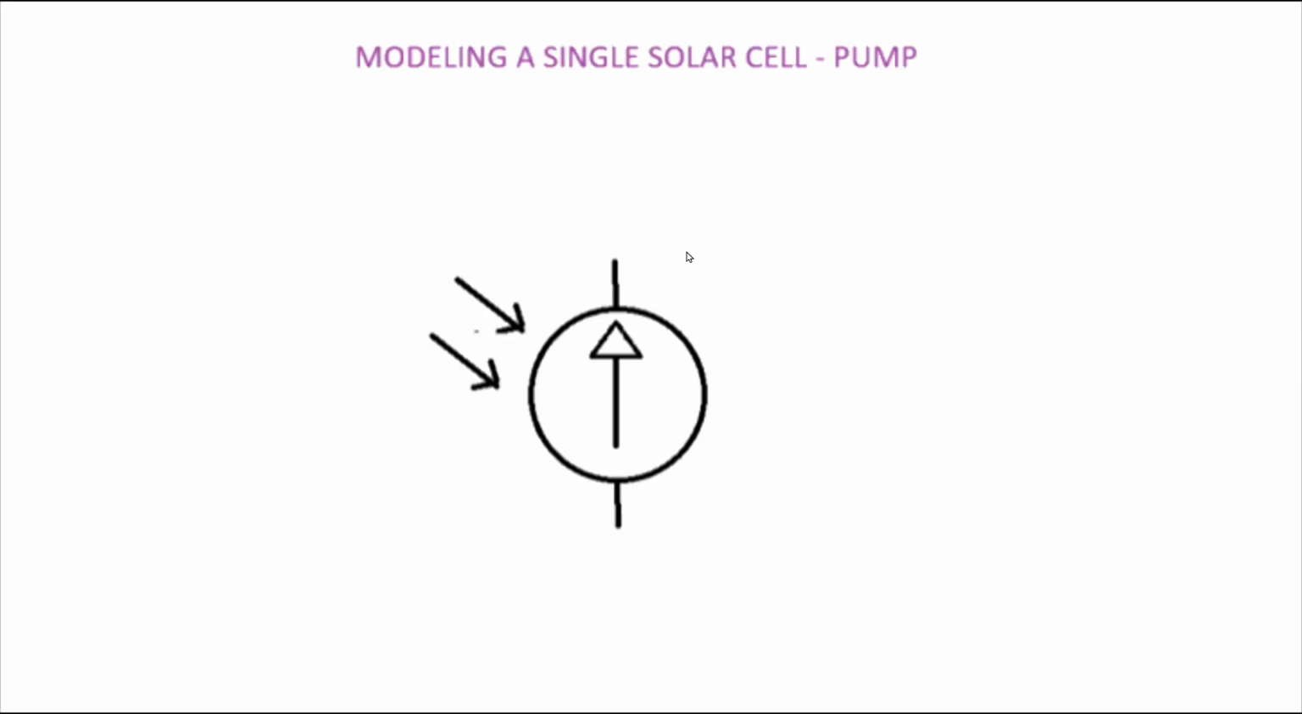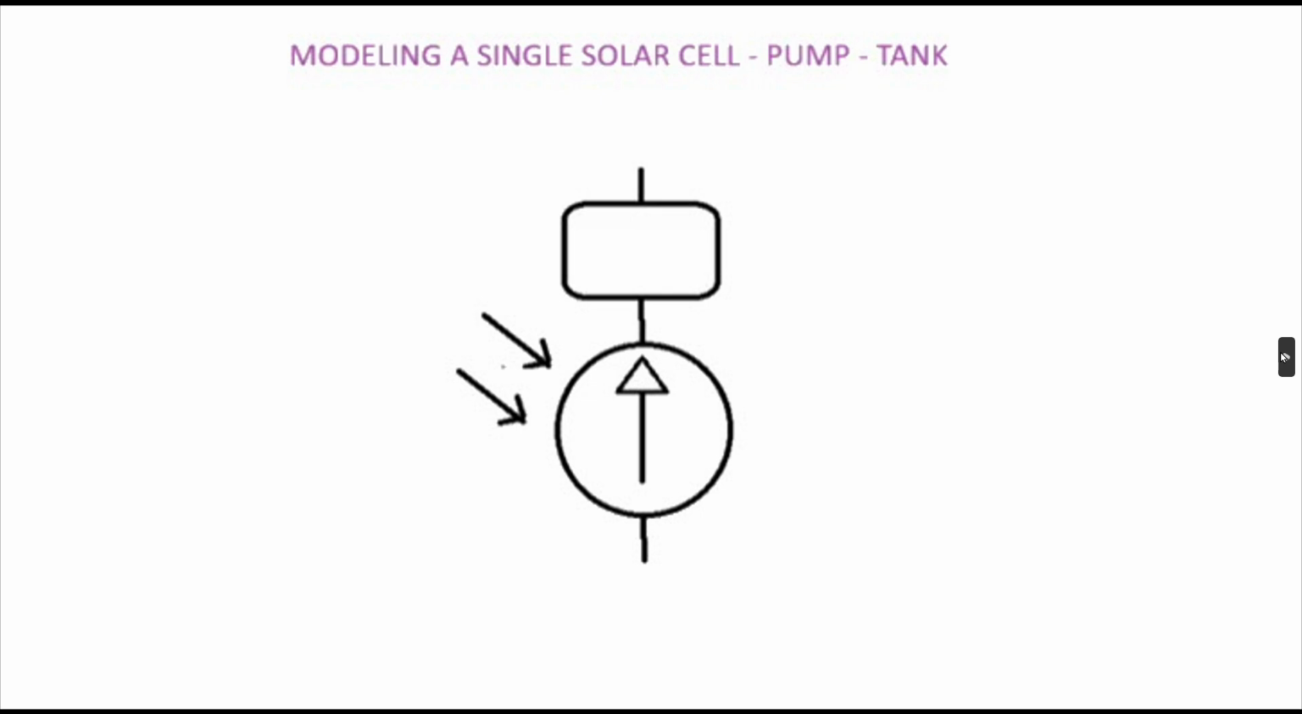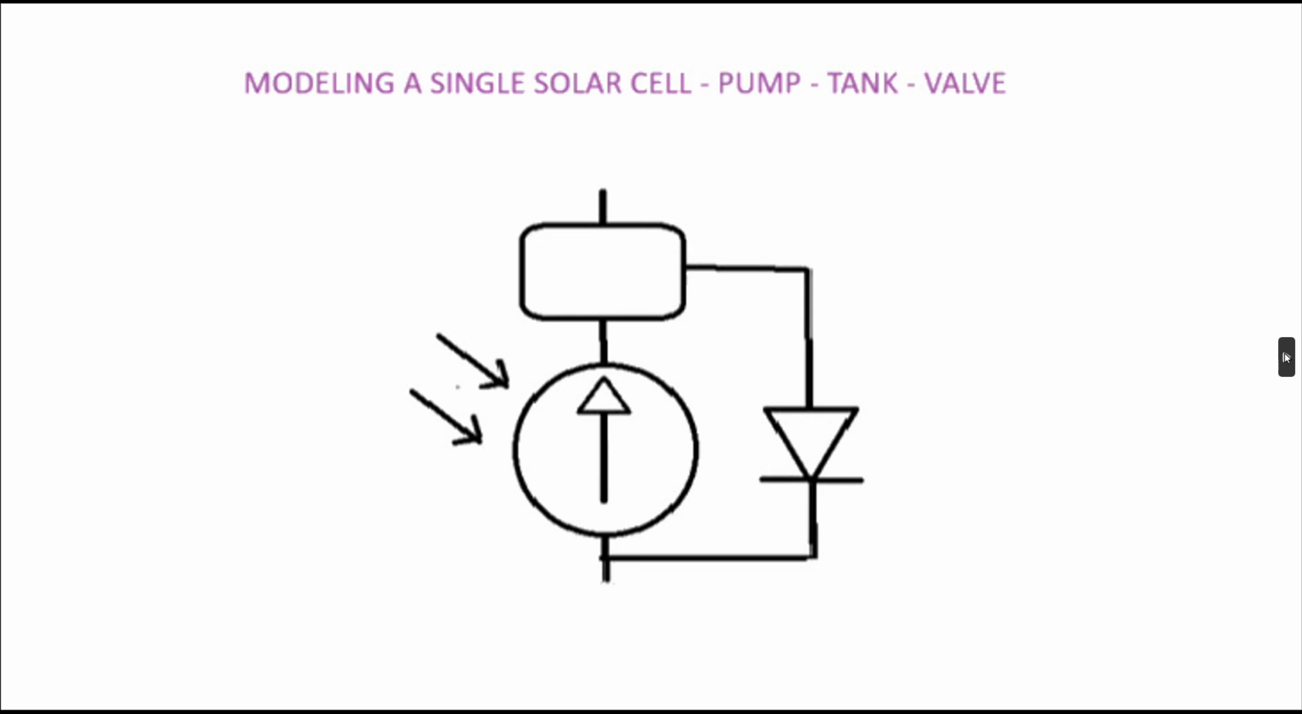So we're going to start modeling our solar cell, and we're going to start off with a pump that pumps when light shines on it. We're going to add a pressure tank on the output, so when the pump pumps, the pressure builds here, but we can't let it build infinitely, so we're going to add something else.